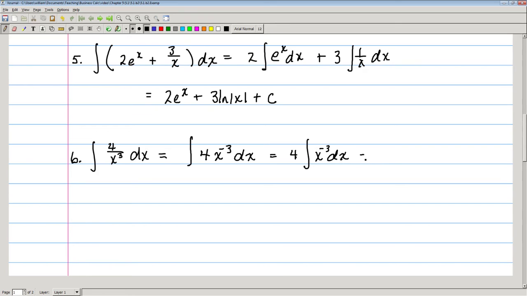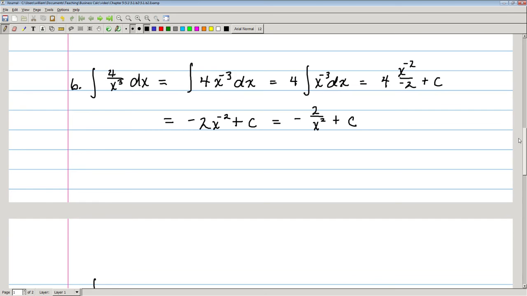We'll use the power rule for integrals. We'll raise the power by 1. Minus 3 plus 1 is negative 2, divided by the new exponent, negative 2, plus any real number, c. 4 divided by negative 2 is negative 2, x to the negative 2, plus c. We could rewrite this without using negative exponents, like this.